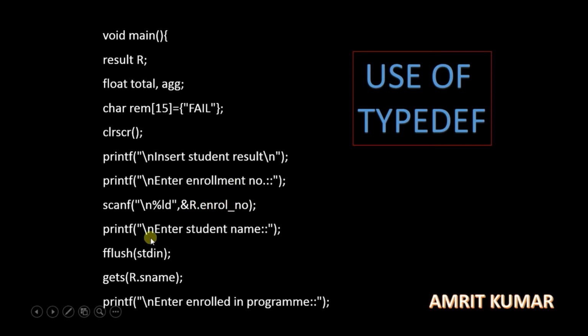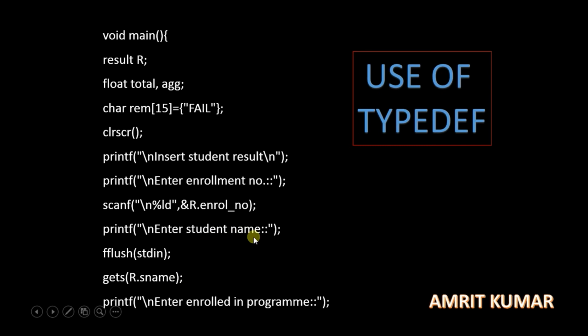Then after that I am printing enter student name. Okay, so the user is going to enter the student name. So enter student name. Then I am using the gets function here. So the gets function is actually similar to the scanf function. Okay, so it is used to get a string from the user. So I am actually getting that student name from the user.